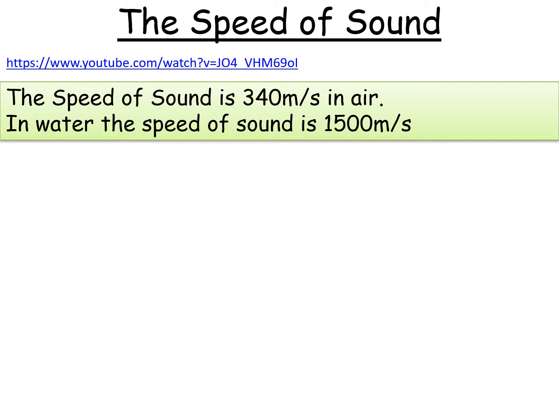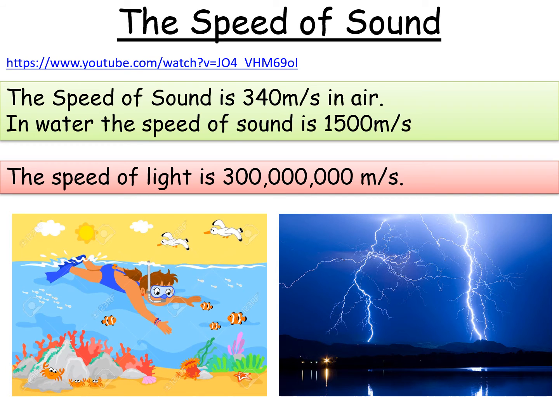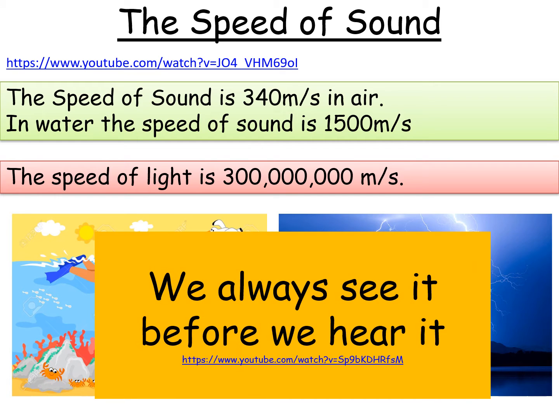So just a wee reminder to you, speed of sound in the air is 340 meters per second, and speed of sound in water is 1,500 meters per second. And the other one, which is the speed of light, is 300 million meters per second. And remember, you always see it before you hear it. So let's have a look at some questions on speed of sound.